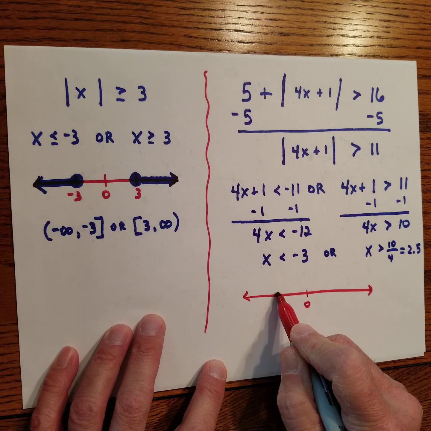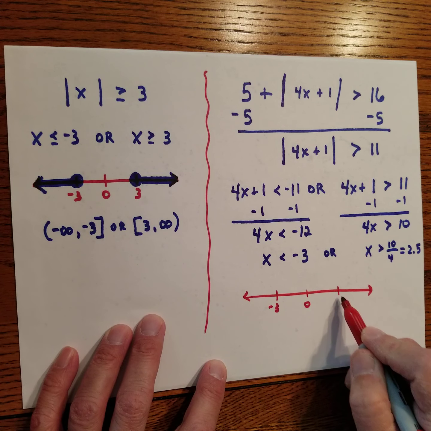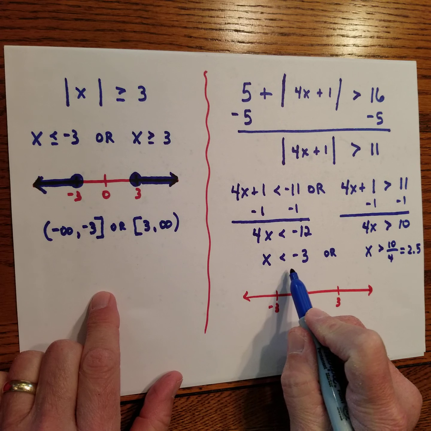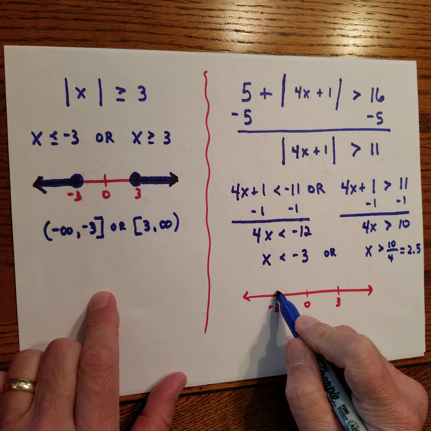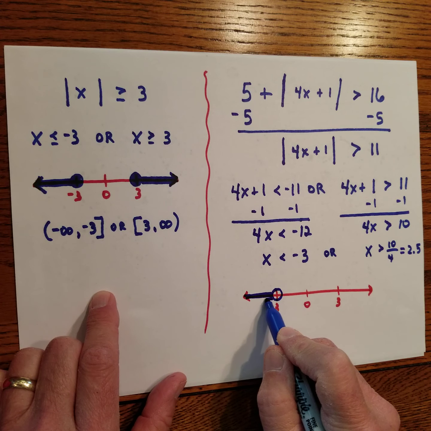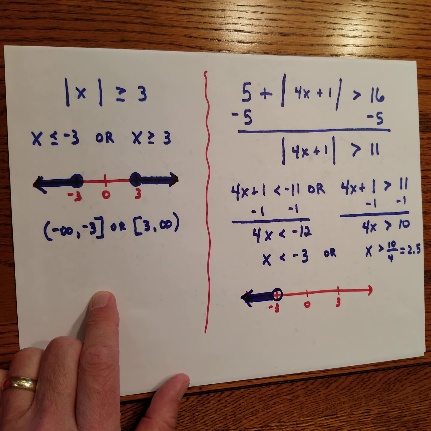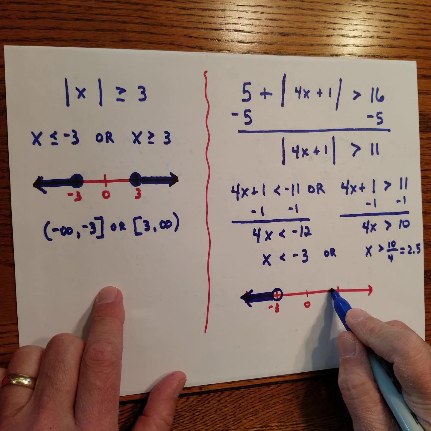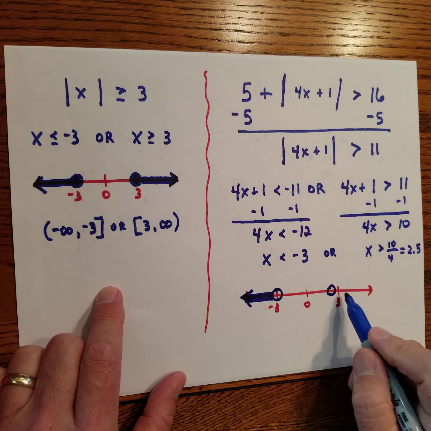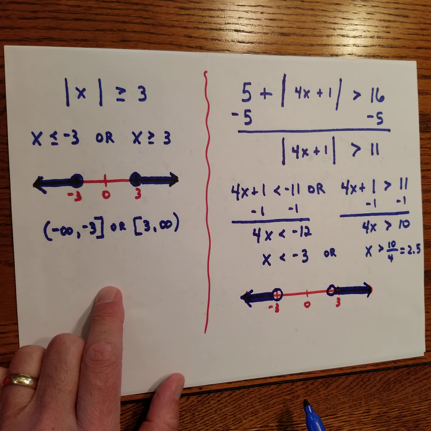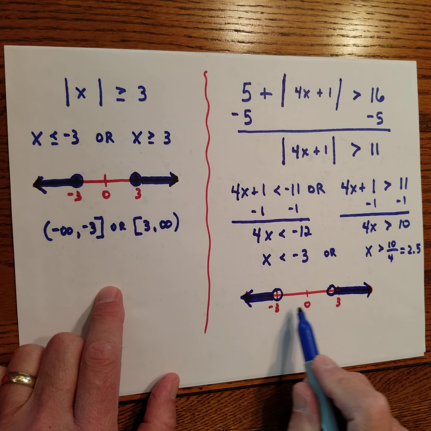Here's 0. Here's negative 3. Here's positive 3. What do I want to cover with my graph? I want to cover numbers that are smaller than negative 3, that is, to the left of negative 3. I also want to cover numbers that are to the right, bigger than 2.5. 2.5 would be about there. There's no equal bars, so we'll leave the circles open.